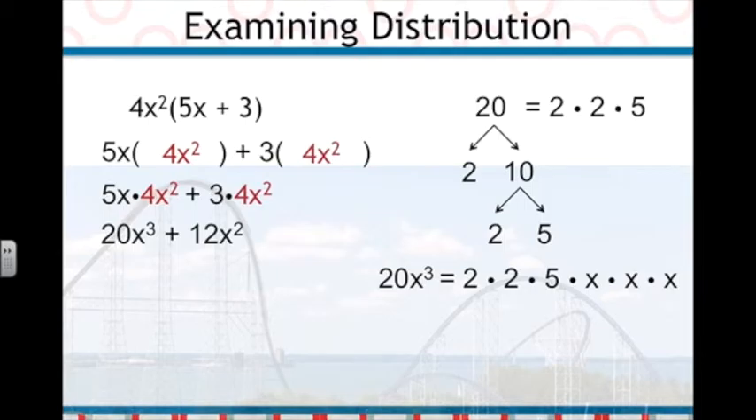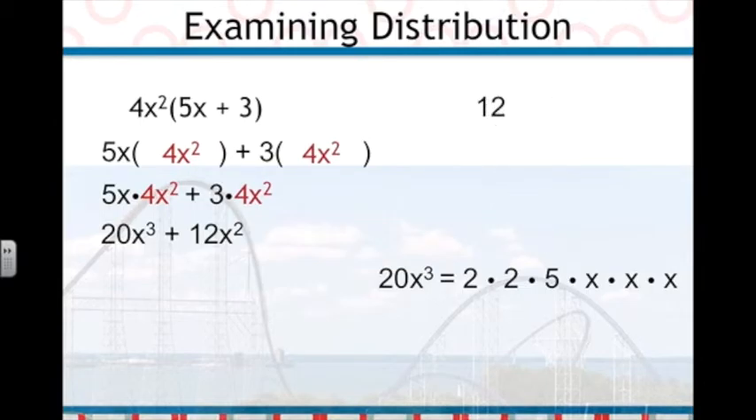For the second term, 12x squared, I can factor 12 into 2 times 6. And I can see that I could factor 6 more into 2 times 3. So 12 equals 2 times 2 times 3. If I look at the whole term, 12x squared, I can now write it as 2 times 2 times 3 times x times x.